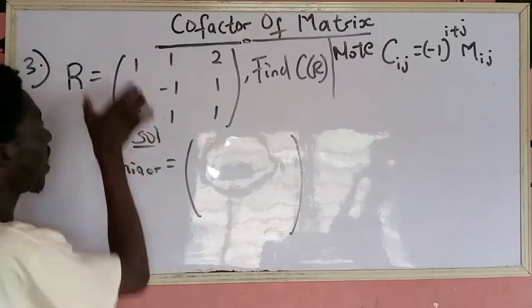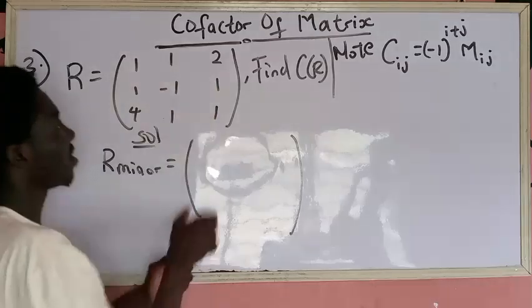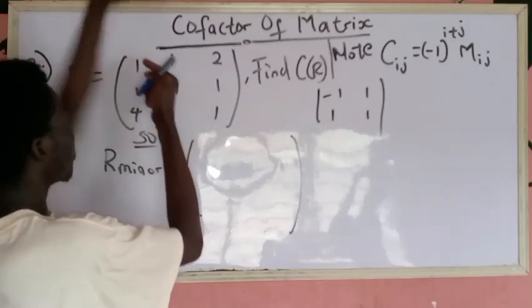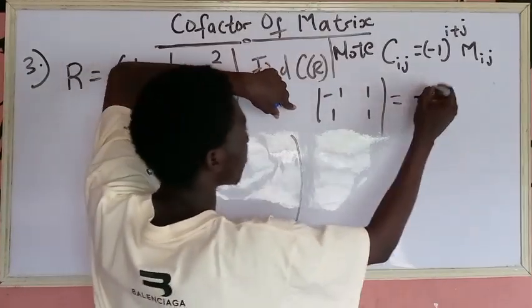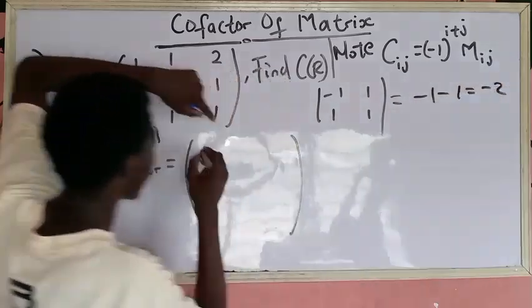Okay, so how do you find the minor of R? 1 blocks out this column, blocks out this row. I'm left with minus 1, 1, 1, and 1. You can see this column and this row, minus 1, 1, and 1, and that is equal to what? This and this is minus 1 and minus 1. Minus 2. So that is minus 2 here.